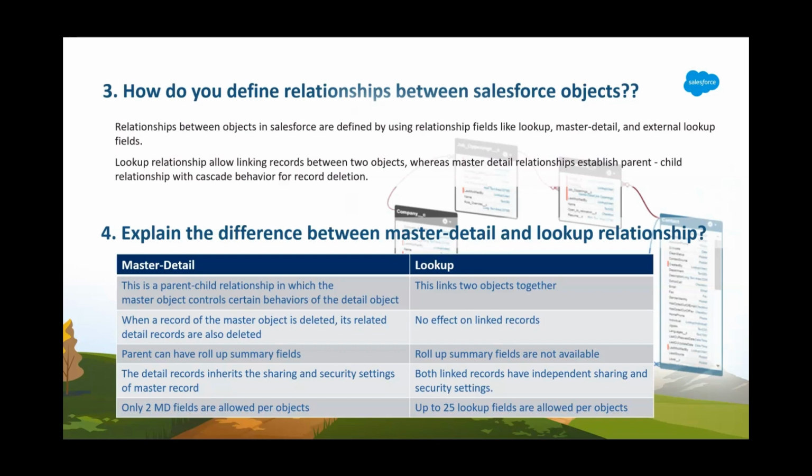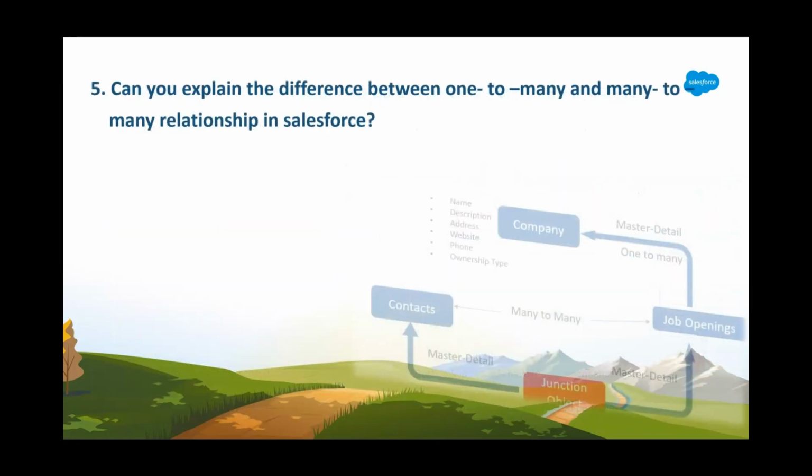In master detail relationship, the parent can have rollup summary fields, whereas in lookup relationship, rollup summary fields are not allowed. All detail records inherit the sharing and security settings of their master records. In lookup relationship, both the records are independent and have no effect on their sharing and security settings. Only two master detail fields are allowed per object. Up to 25 lookup fields are allowed per object.